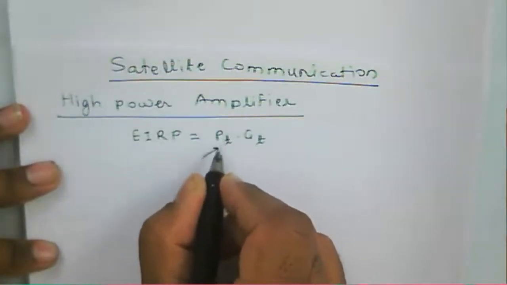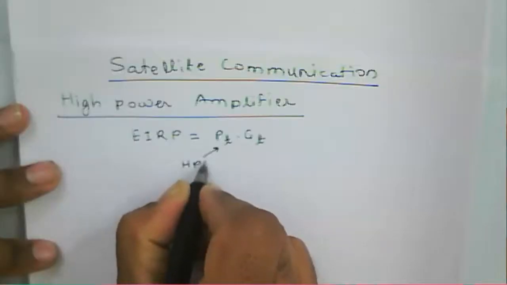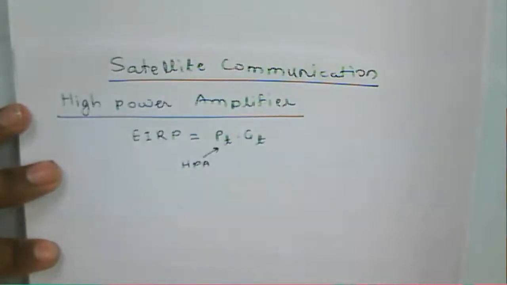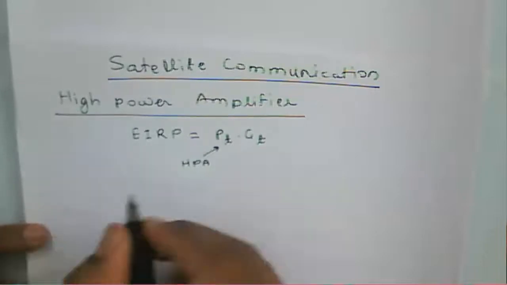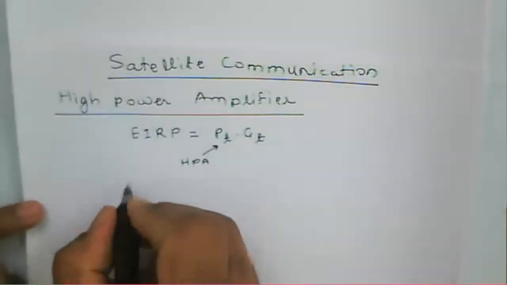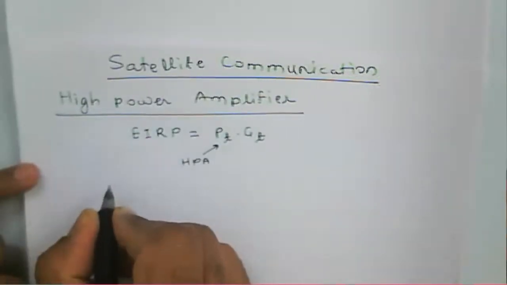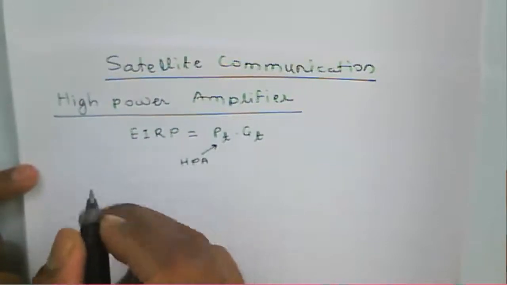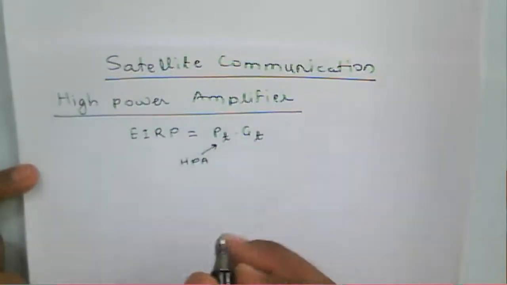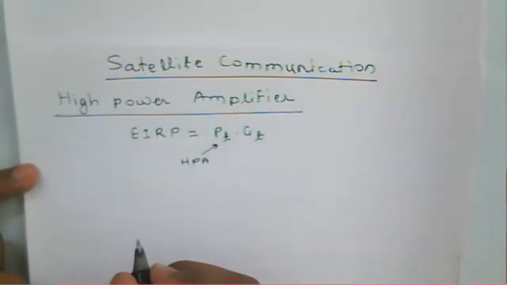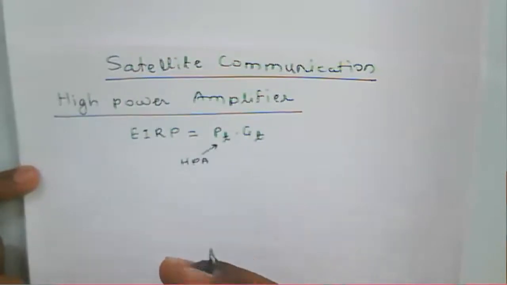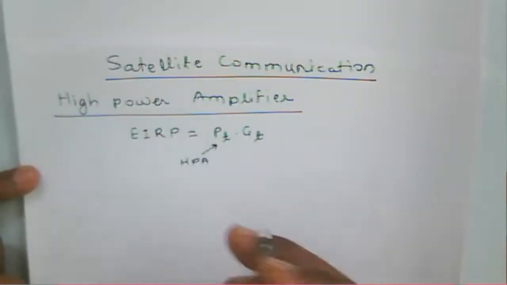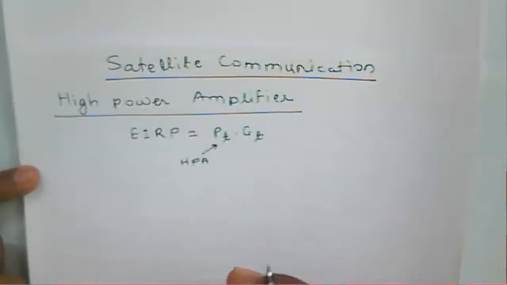Now to increase the transmitted power, we require a high power amplifier so that your power will be amplified. If we consider the EIRP for the earth station, that EIRP is to be higher than the EIRP of a satellite, because we are transmitting the signal from the earth station to the satellite.